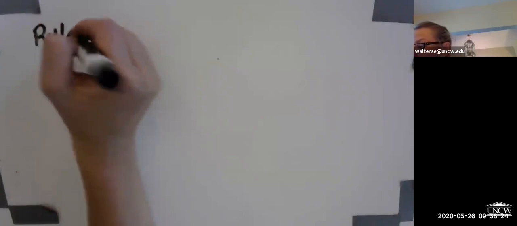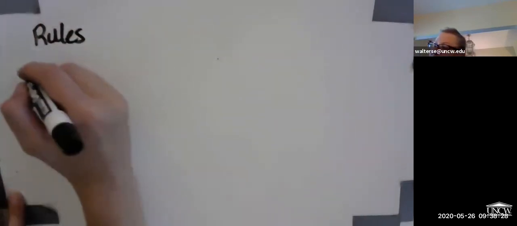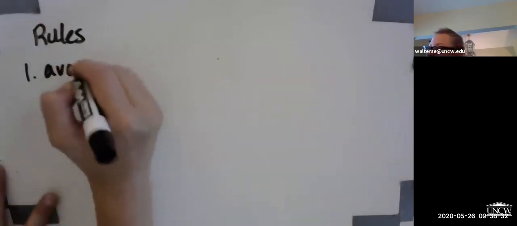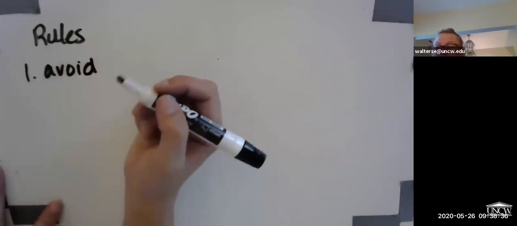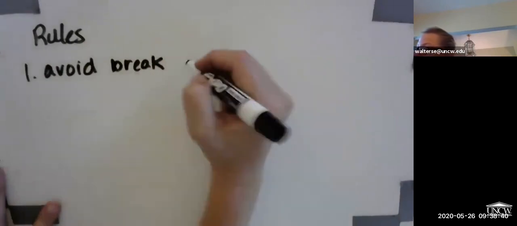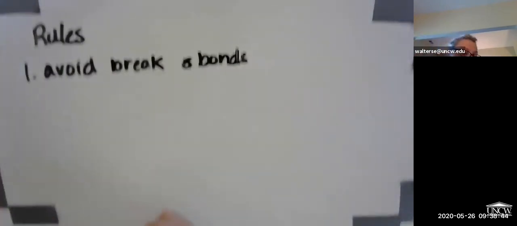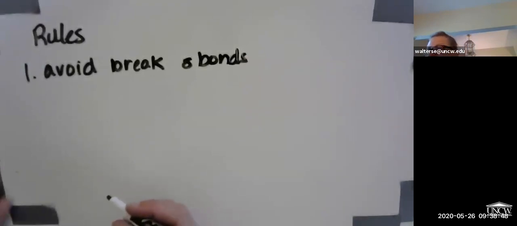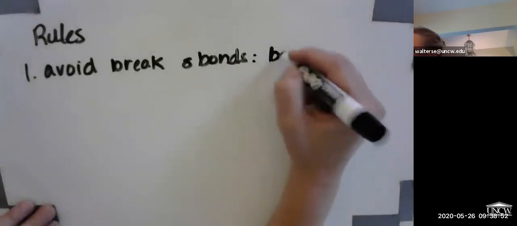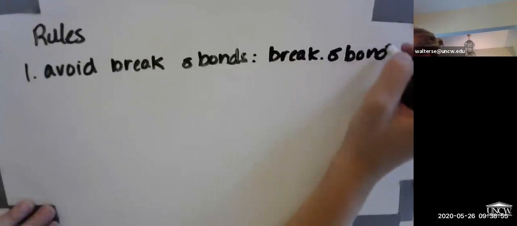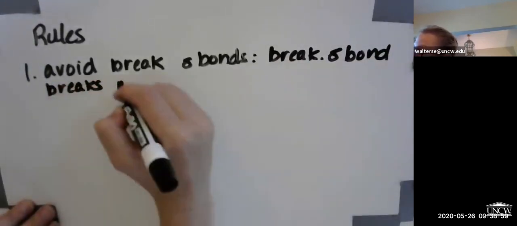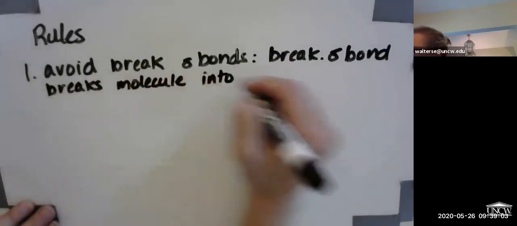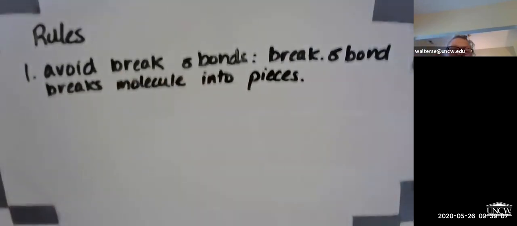So these are your golden rules. Rules for resonance. The first: avoid, and that's just a nice way of saying don't. Don't break sigma bonds. When you break a sigma bond, you're going to break a molecule into pieces. When you perform a resonance arrow analysis, if structure A is 1 molecule, structure B has to be 1 molecule. You can't break apart into 2 pieces.